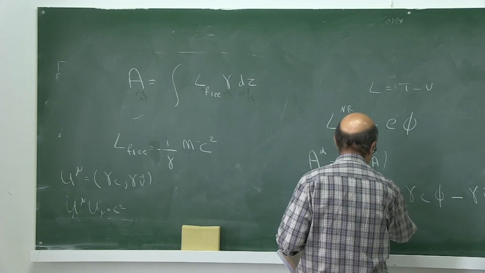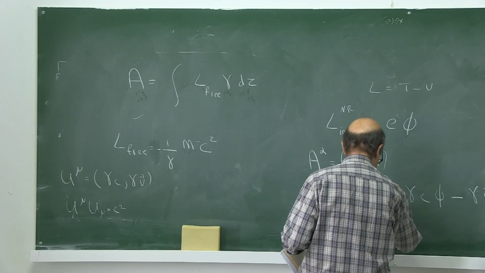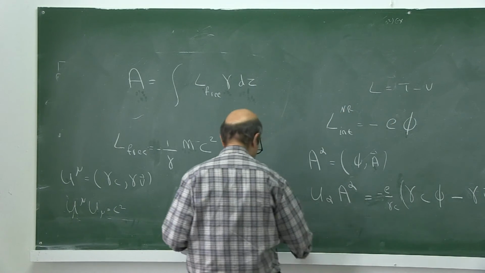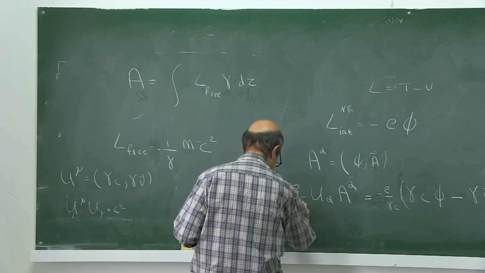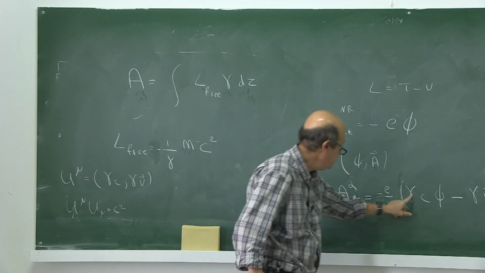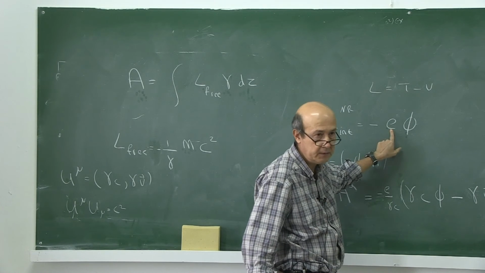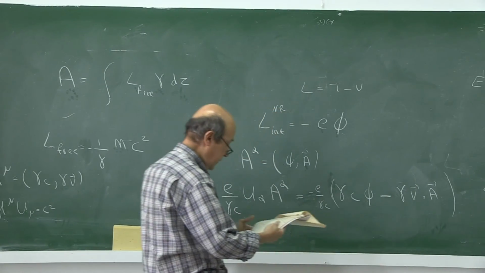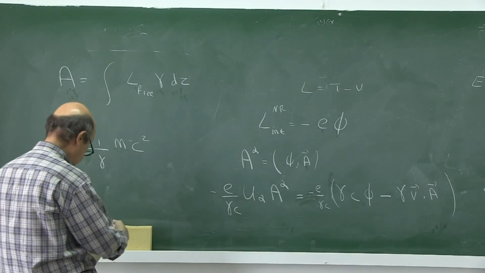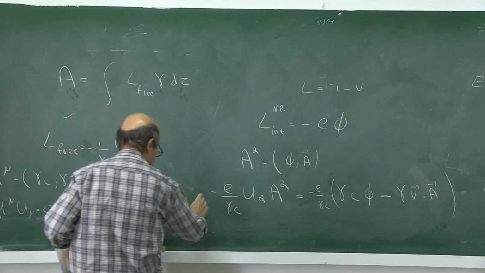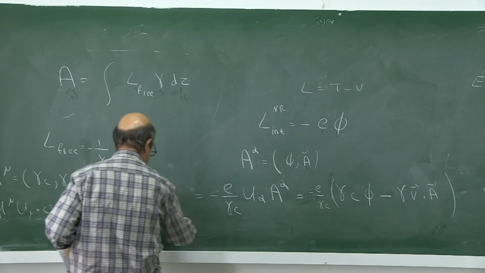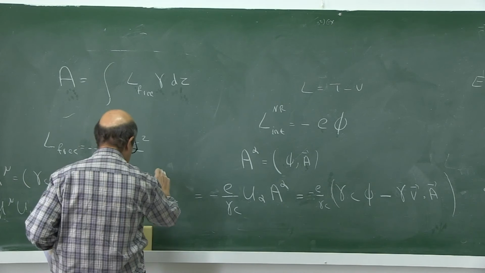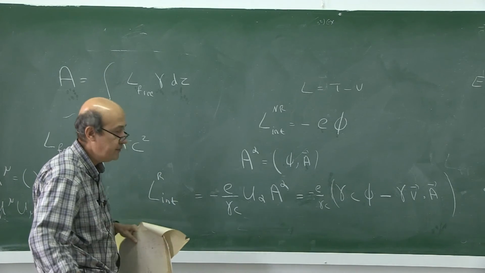by minus e over gamma c side by side, the gamma c's will be cancelled. You will pick up the non-relativistic part as minus e phi, and you have the additional term there. So that whole piece is the interaction part of the relativistic Lagrangian. So let's say relativistic. But are we satisfied?